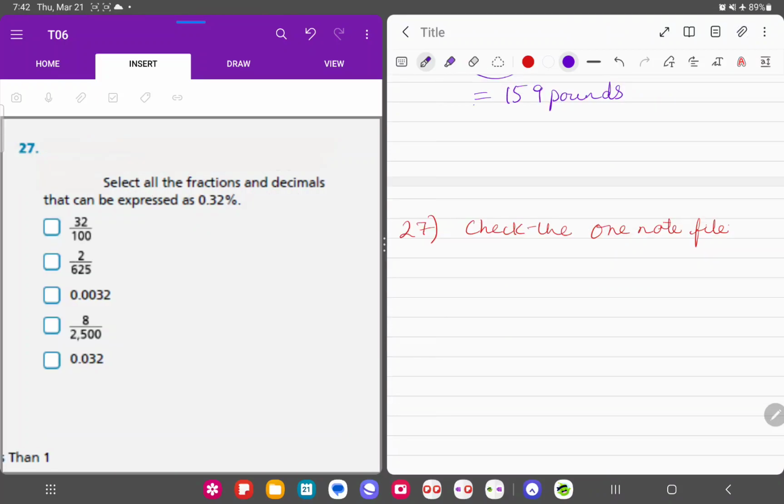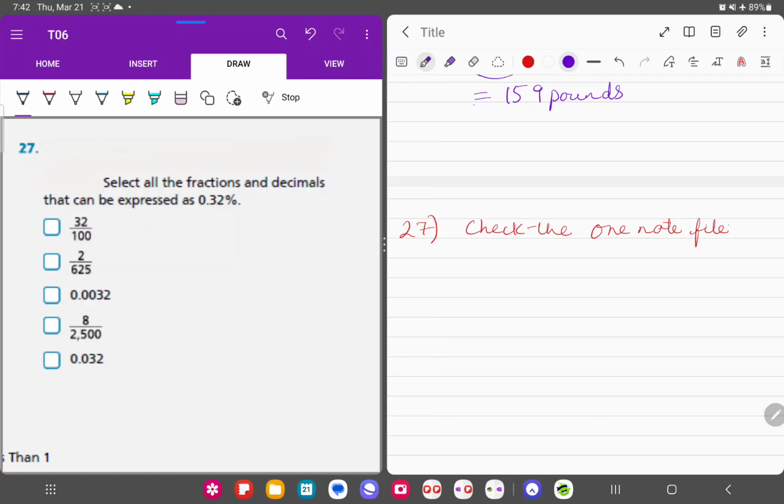Question 27 again had some text. I just erased it on the left hand side. I kept only the relevant text that we need, which is: select all the fractions and decimals that can be expressed as 0.32%. So let's check if the first case is true.